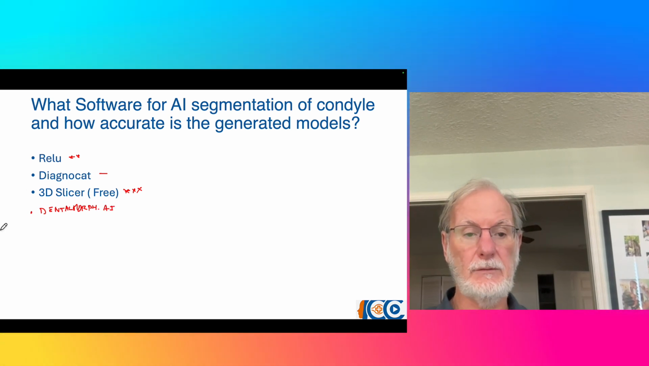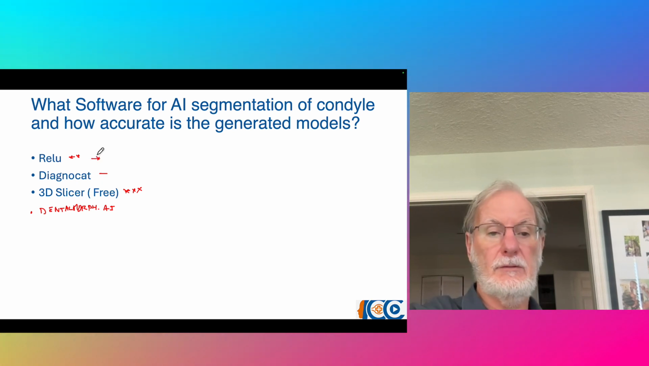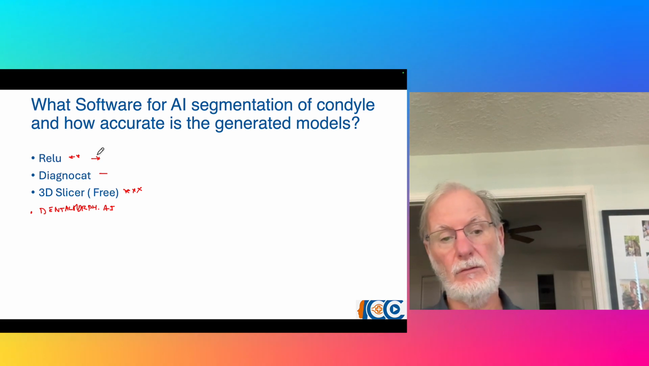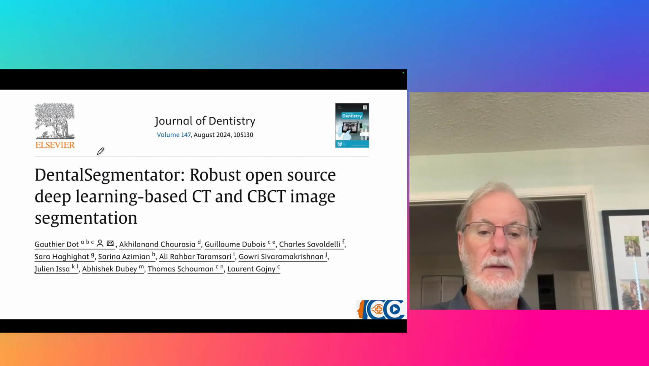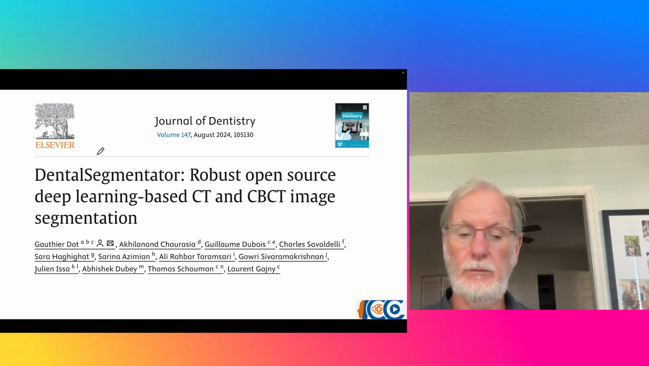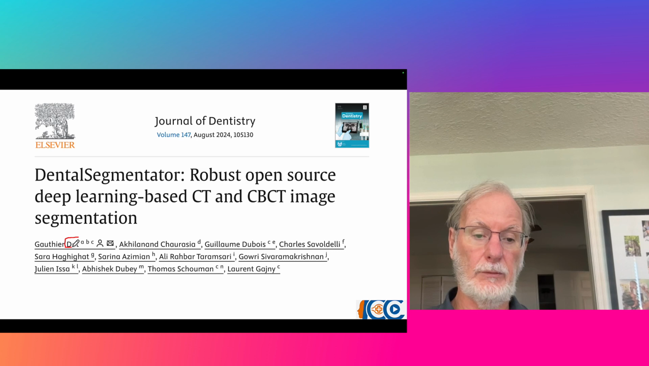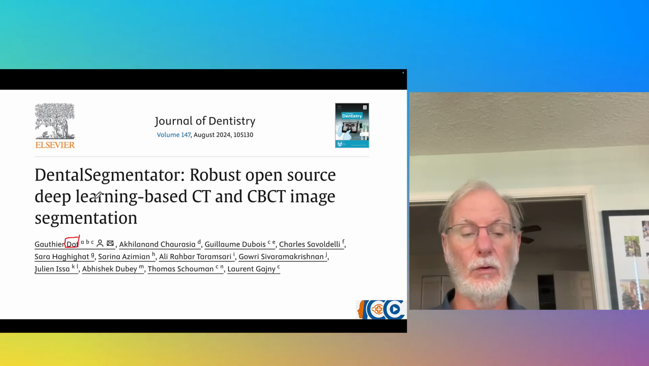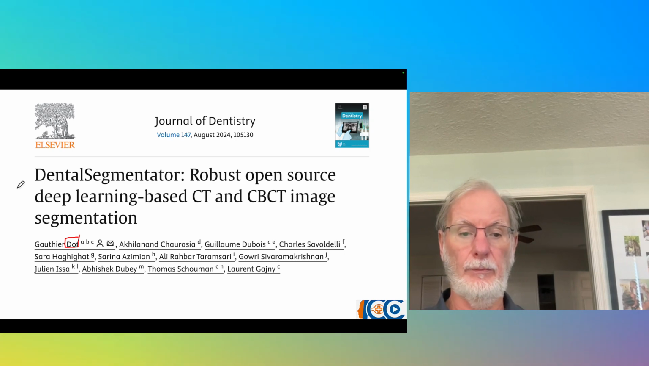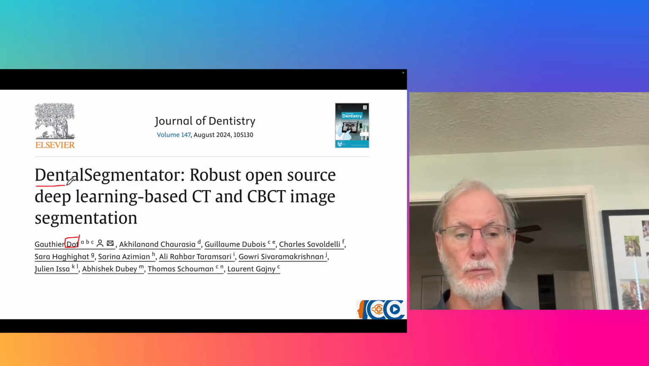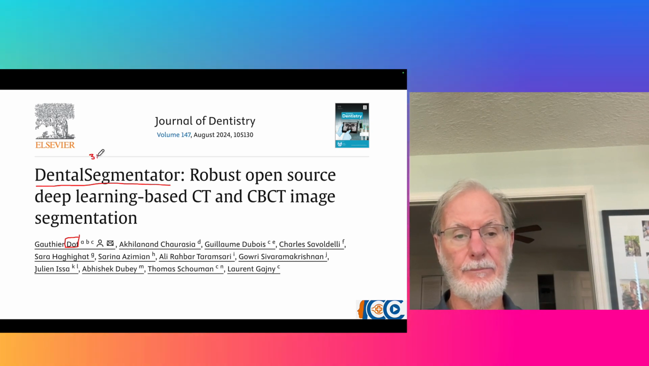My preference, because I'm so used to it, is Relu. But again, I don't have shares in the company. It's just that I like to use it because it's easy. The interface is simple, and it looks like it's doing a good job of it. And why I'm saying this? Because my good friend Dr. Dot from Paris, right here, who's a very smart gentleman, has done a research testing all these programs. He's kind of a little bit biased towards the dental segmentator. Remember, this one comes from 3D Slicer.